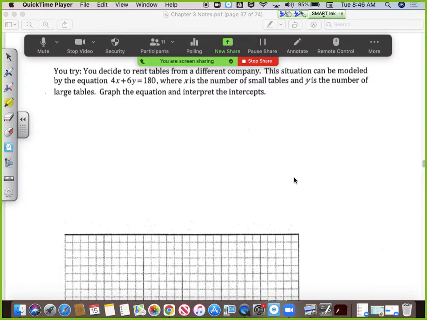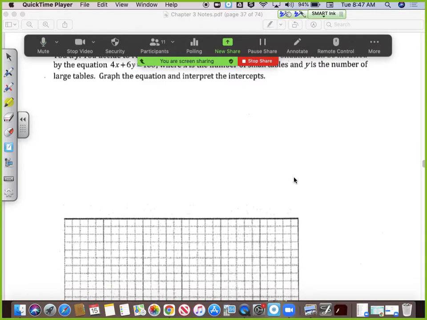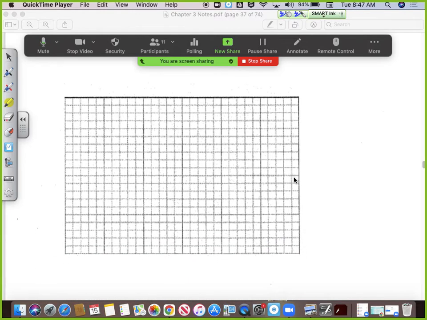But I'm ready. All right, let's go over the answer for this problem. So, first thing, let's do 4x plus 6y equals 180. Okay, because it won't all fit here, I scrolled down. Here's the equation that we were using.